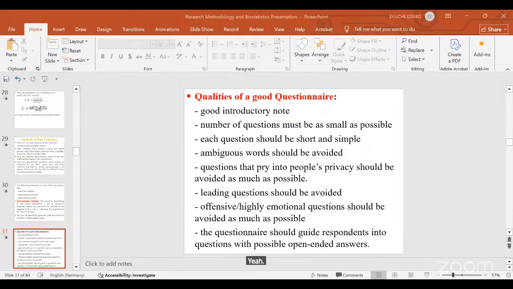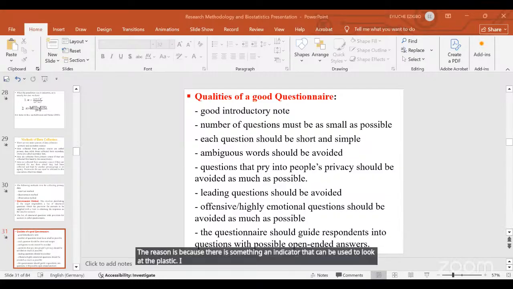There are certain things we have to be careful not to do. Assuming you wanted to include name as one question, name of the respondent, put your name, and you are asking the person a private question. That person will be tempted either to avoid that question or to lie. The reason is that there is an indicator that can be used to locate the person. I hope it's clear.